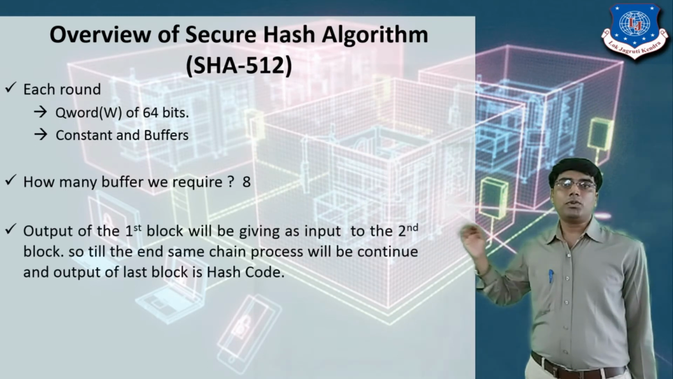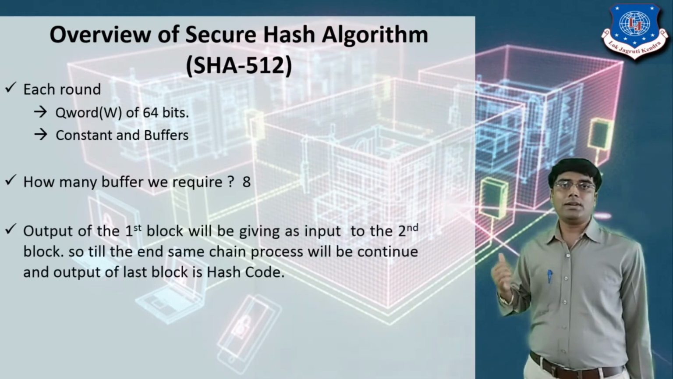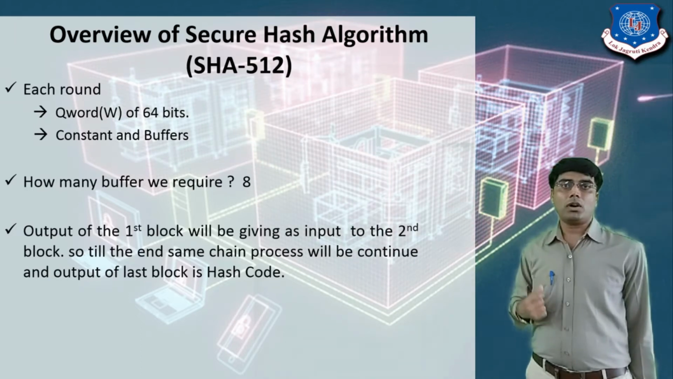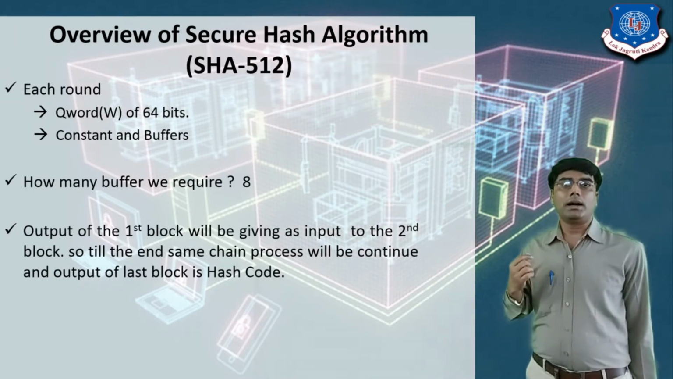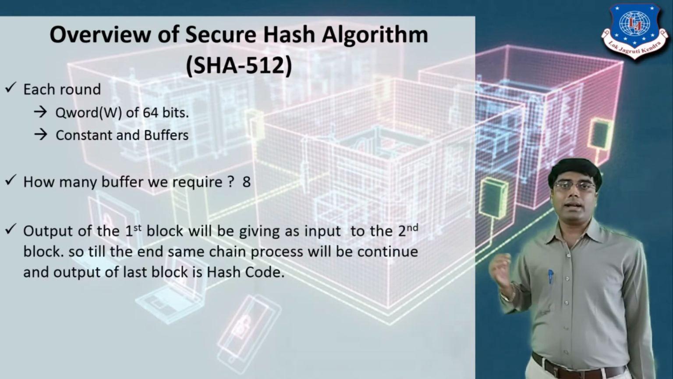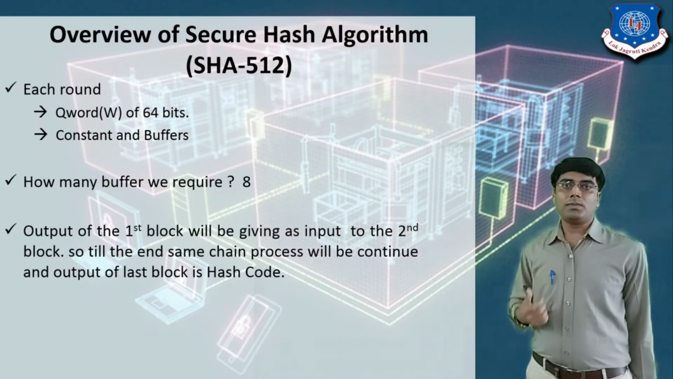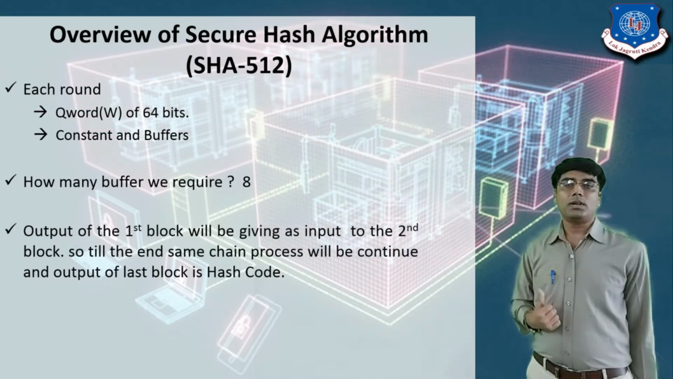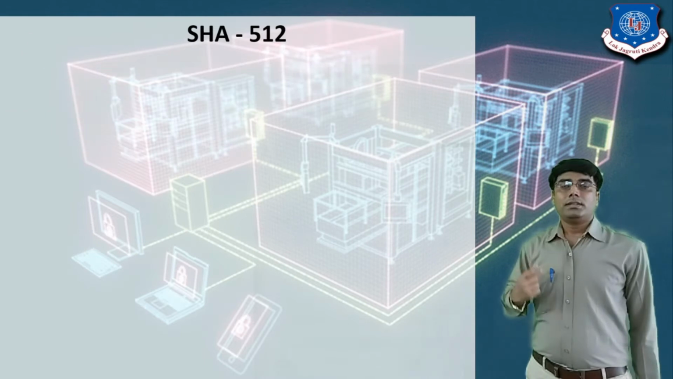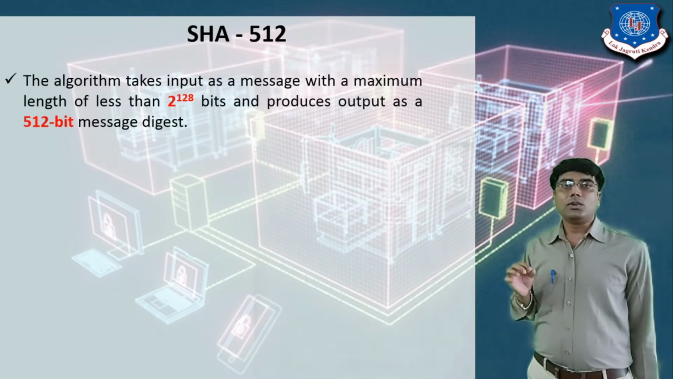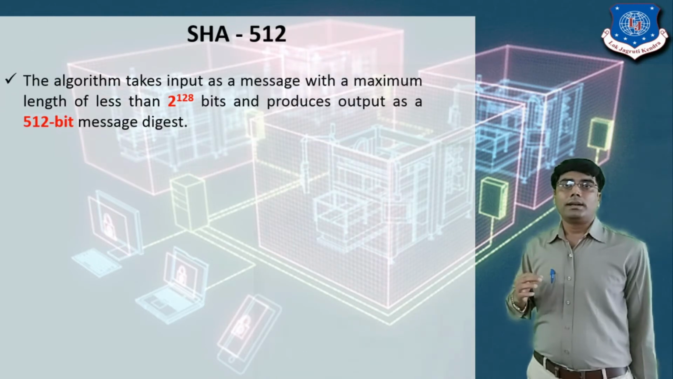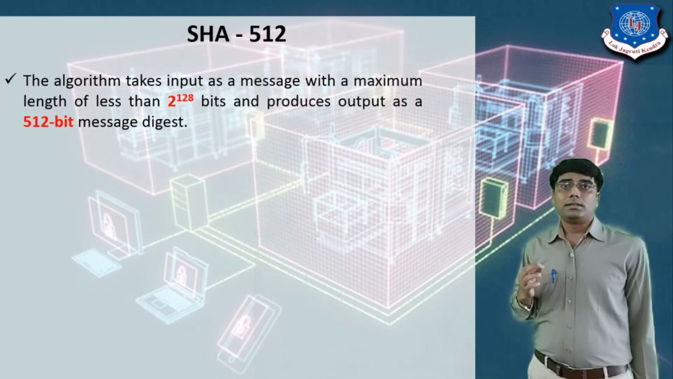Then the output of the first block is given as an input to the second block, and the output of the second block is the input to the third block. Until the end, the same chain process continues, and the output of the last block is called the hash code. These are all the overview of the SHA-512 algorithm.